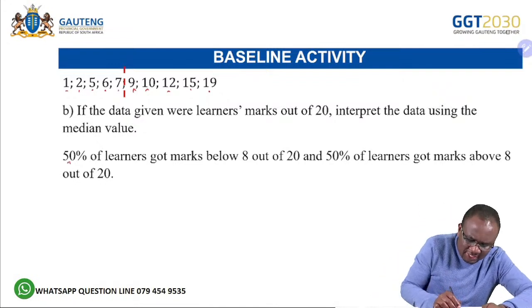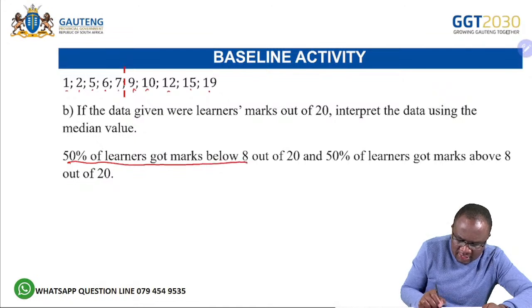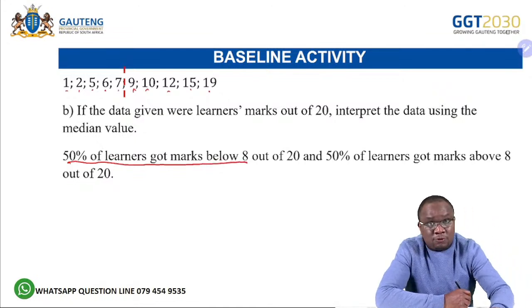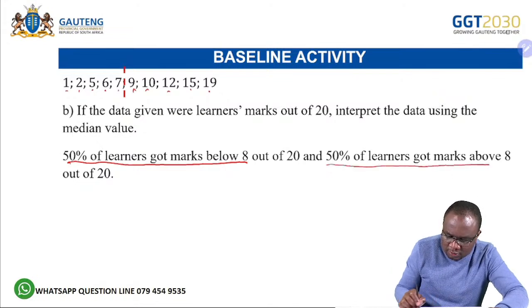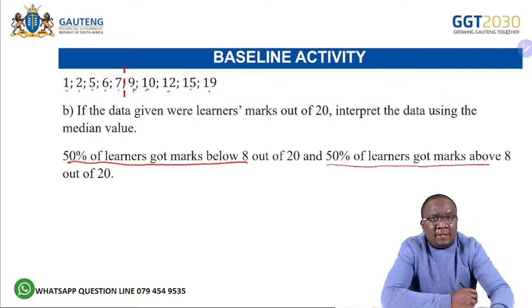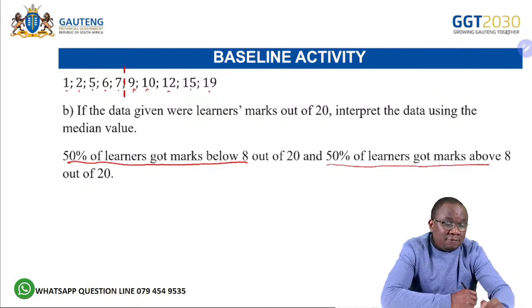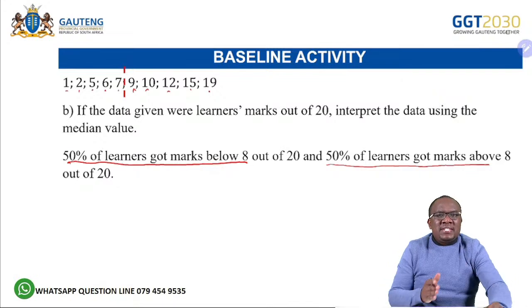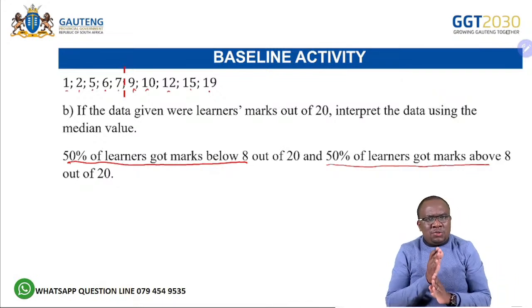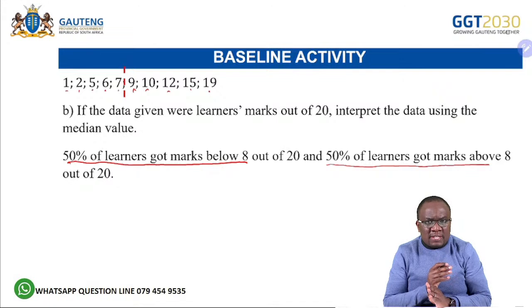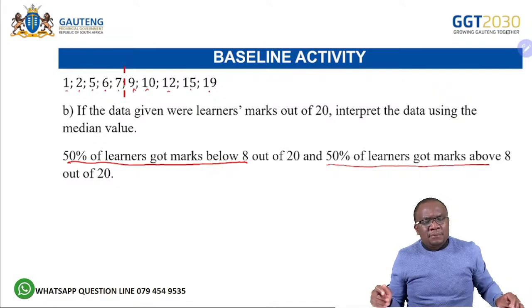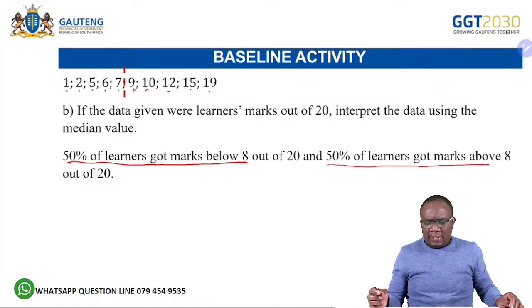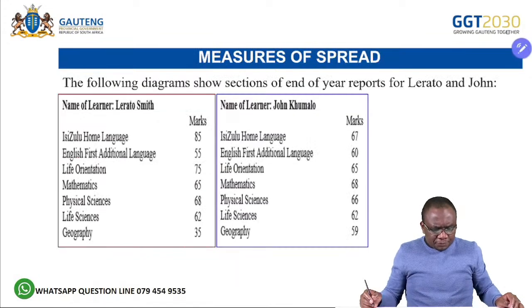So 50% of the learners got marks below 8 out of 20, and then 50% of the learners got marks above 8 out of 20. Do you see that? Half, remember, is 50%. So the median divides the data set into two equal parts. 50% below it, 50% above it. Okay, right. Now, let's move on.